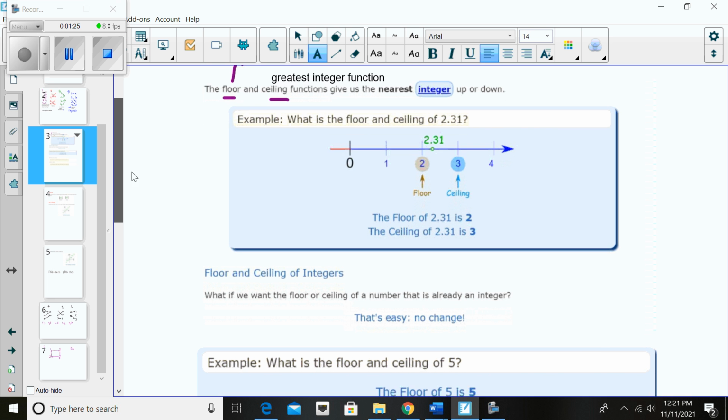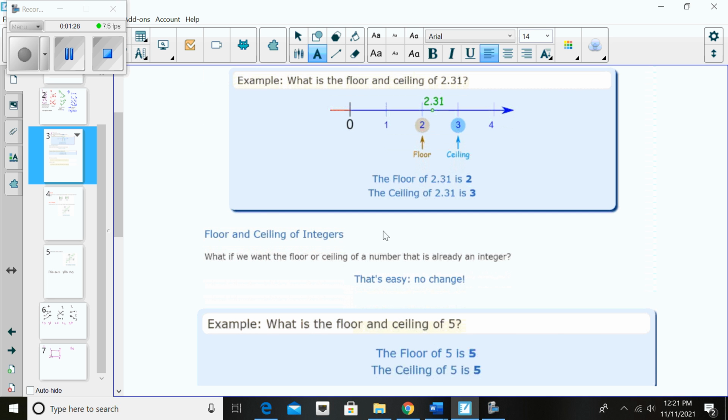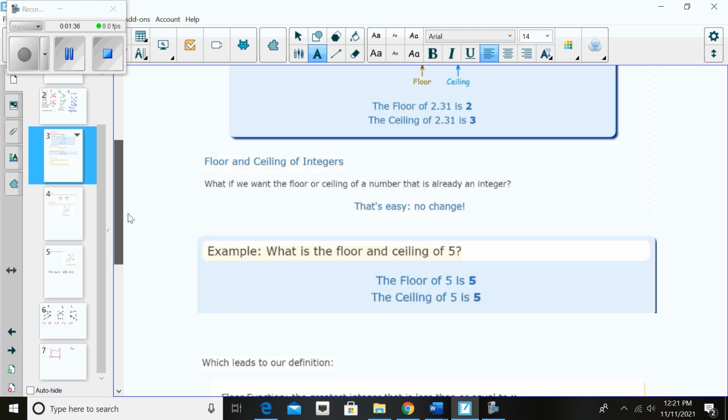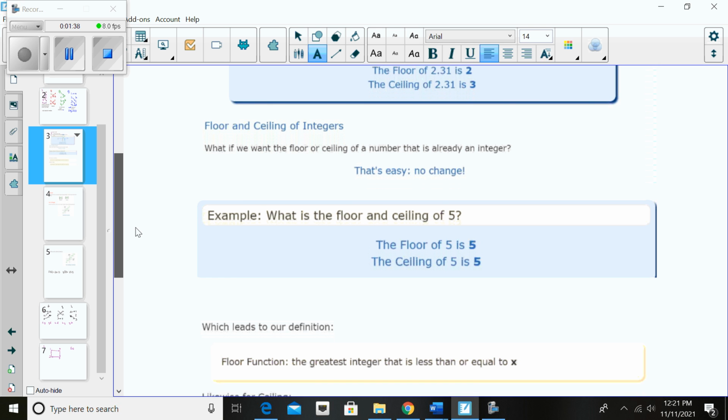And here's also an important point. What if we want the floor or ceiling function of a number that's already an integer? So the floor of 5 is 5 and the ceiling of 5 is 5.